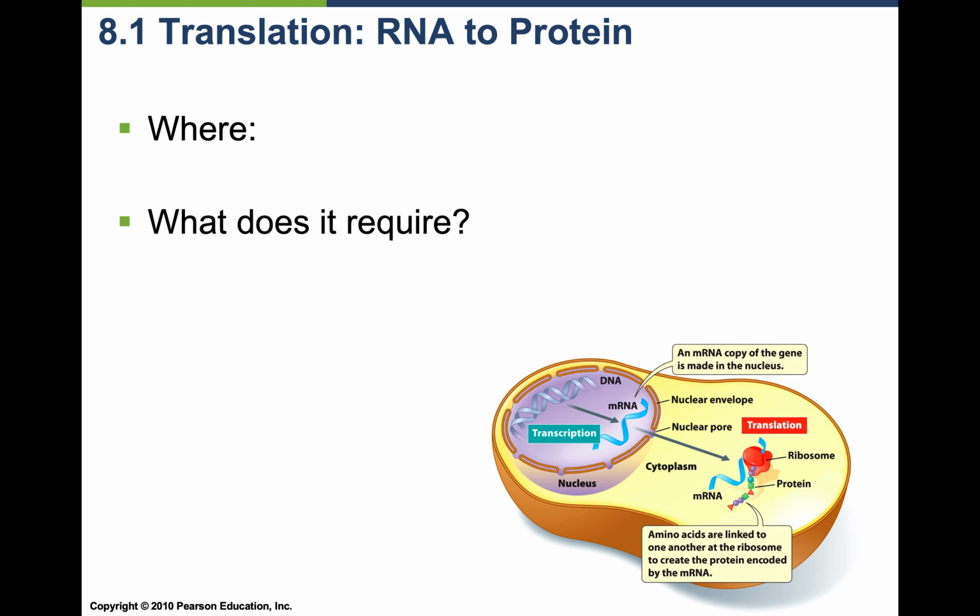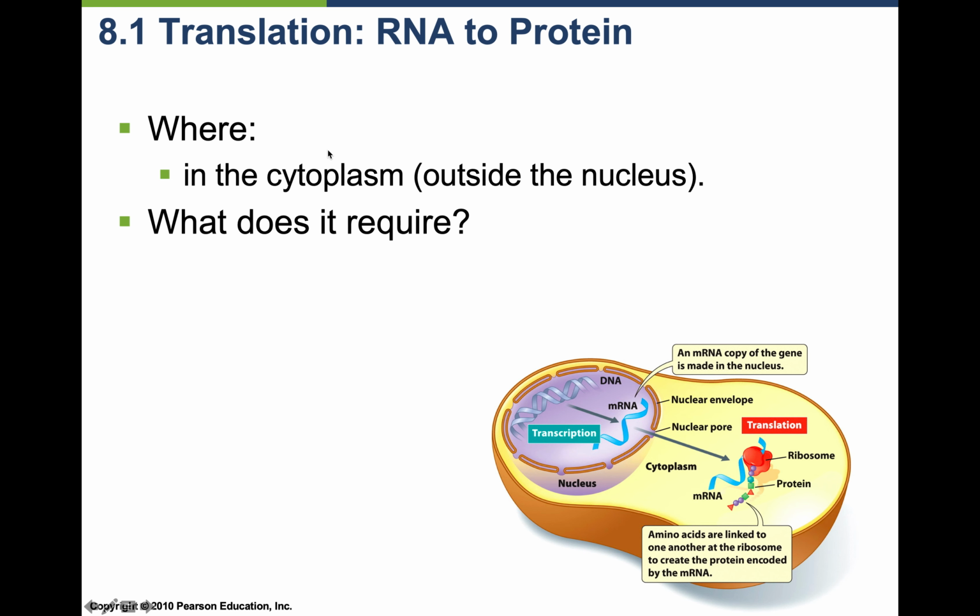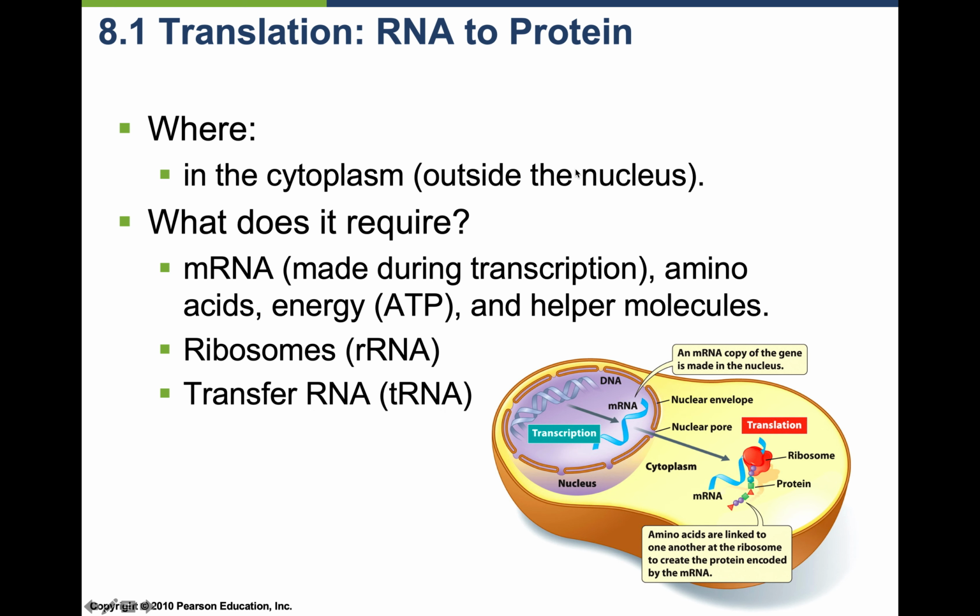Okay, so translation, RNA to protein: where does this happen and what does it require? Go ahead and hit the pause button and see if you can figure that out. It happens in the cytoplasm, outside the nucleus. And what does it require? It requires mRNA, which is made during transcription, as we just covered. It requires amino acids and energy: you have ATP that puts all this together. And then helper molecules: a ribosome and a transfer RNA.